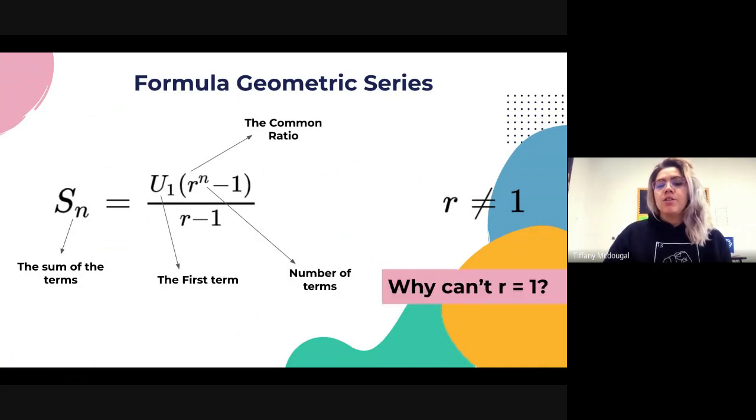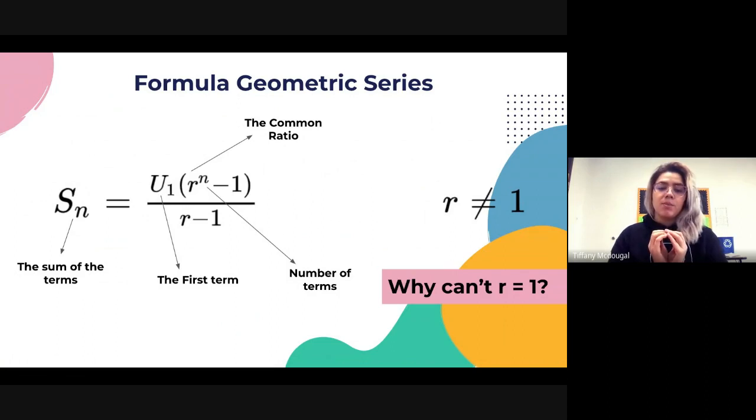Now you'll see over here, there's a note that says r cannot equal 1. And I want you to think about that. Why can't r equal 1? So if we plugged 1 into the formula, we would have r minus 1 on the bottom. That would be 1 minus 1, and 1 minus 1 is 0. And we can't divide by 0.